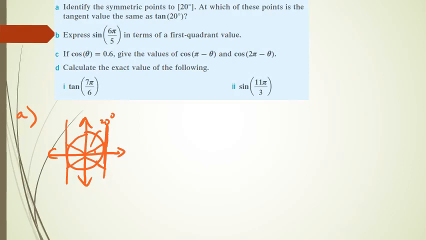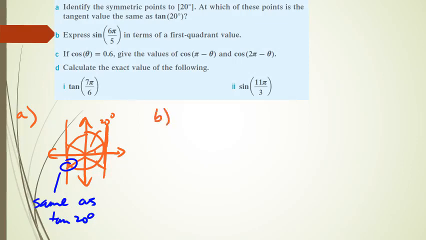Alright, which one matches tan of 20 degrees though? In which region is it positive? Other than 1? 3. So that means this one has the same value. Does that make sense?